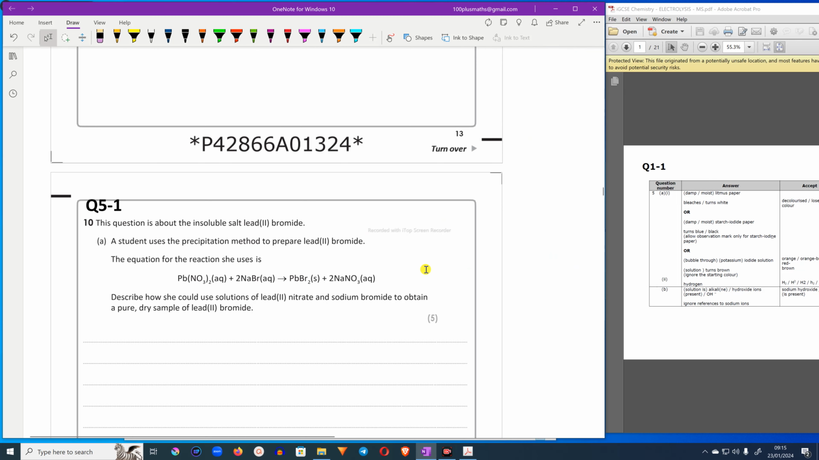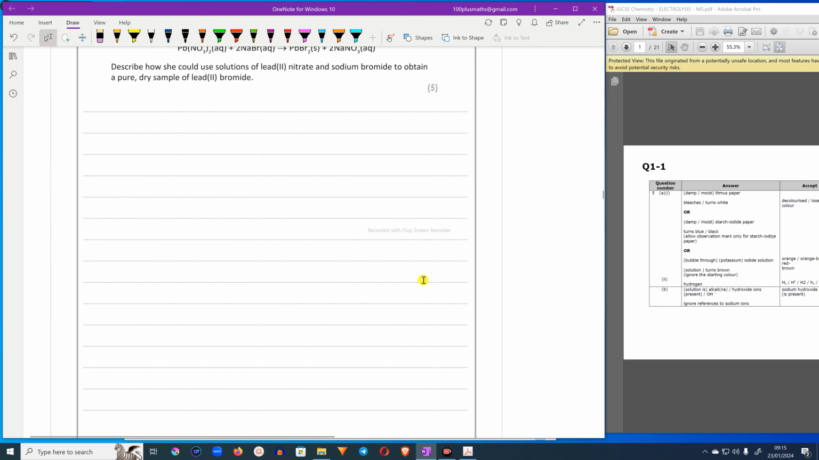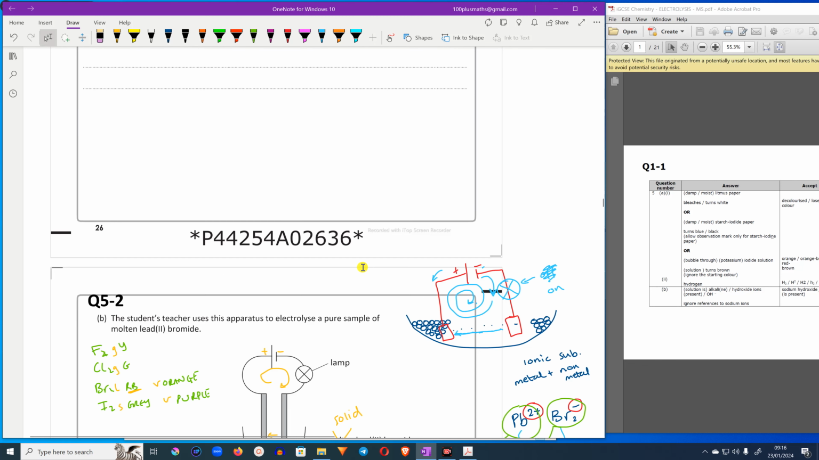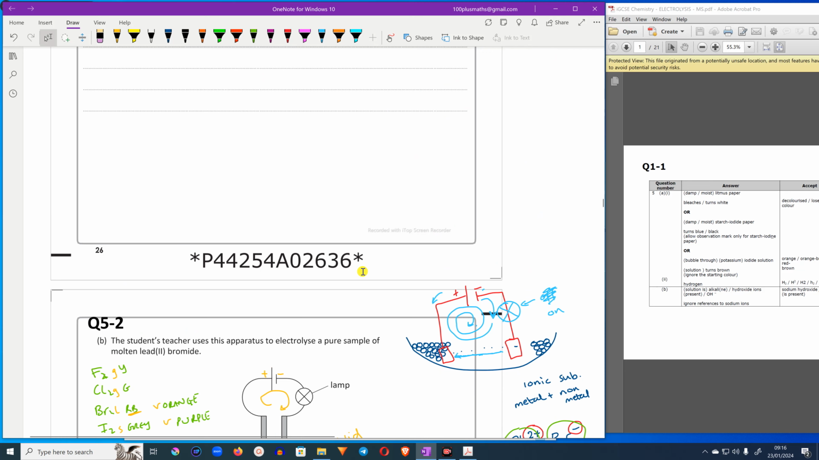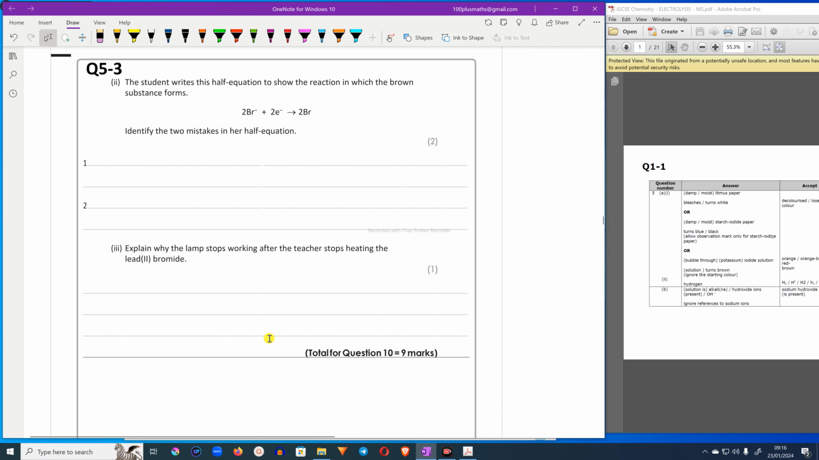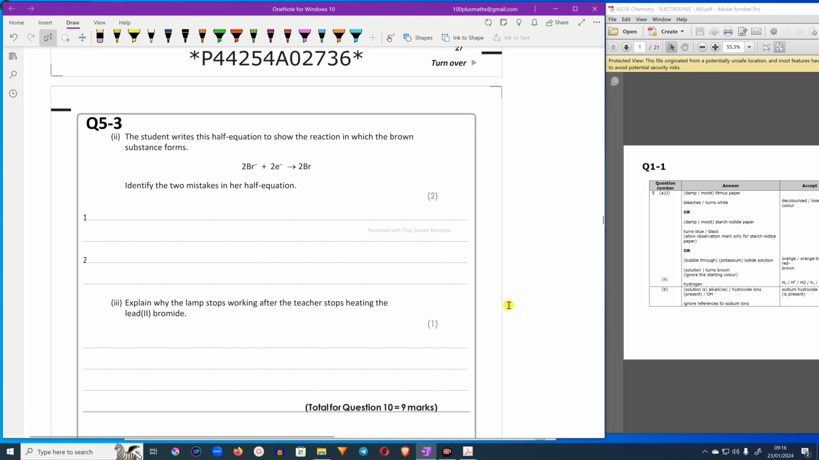Actually, do you know what, the first part of the question, that's aqueous, will come. That's another question, that's preparing salt. Not interested, we can actually cross that out.